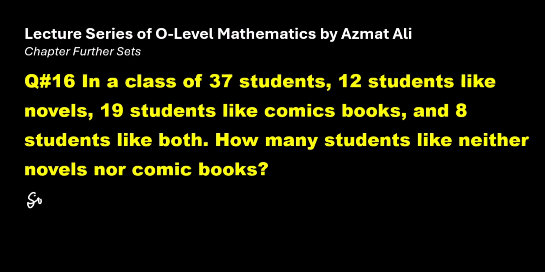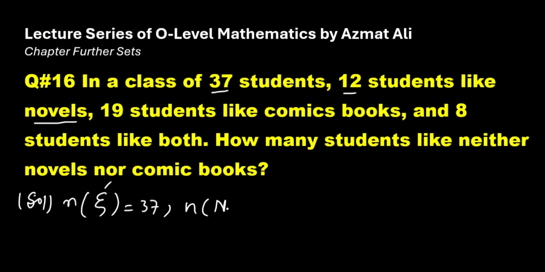In this question, we have 37 students in a class. This shows the size of universal set. Let Xi be my universal set and its size is 37. 12 students like novels. The number of students who read novels, their size is 12. So n of N denotes the number of students who read novel. These are 12.